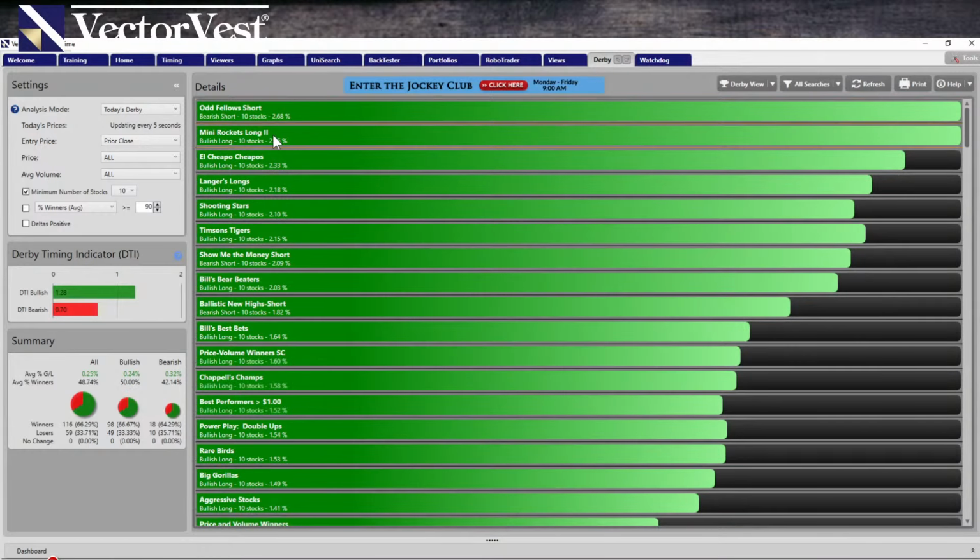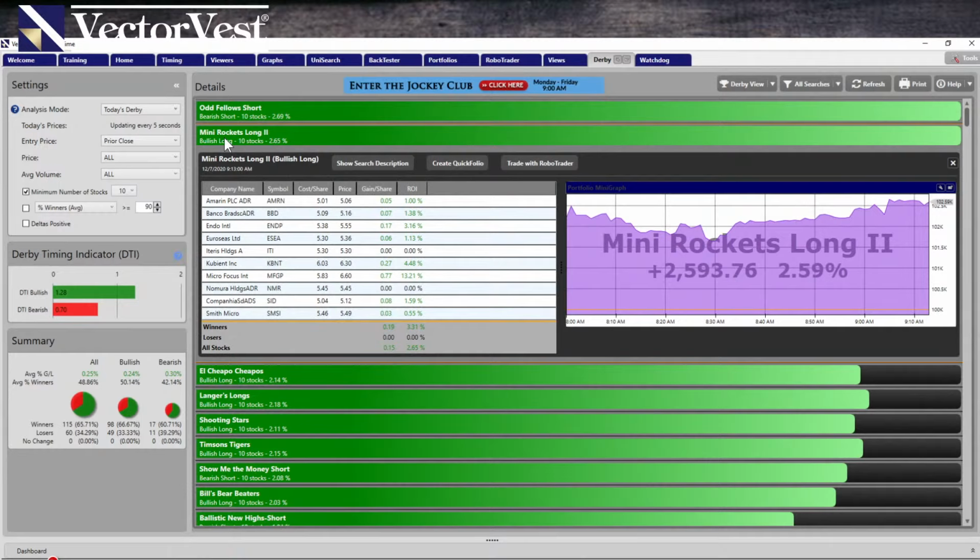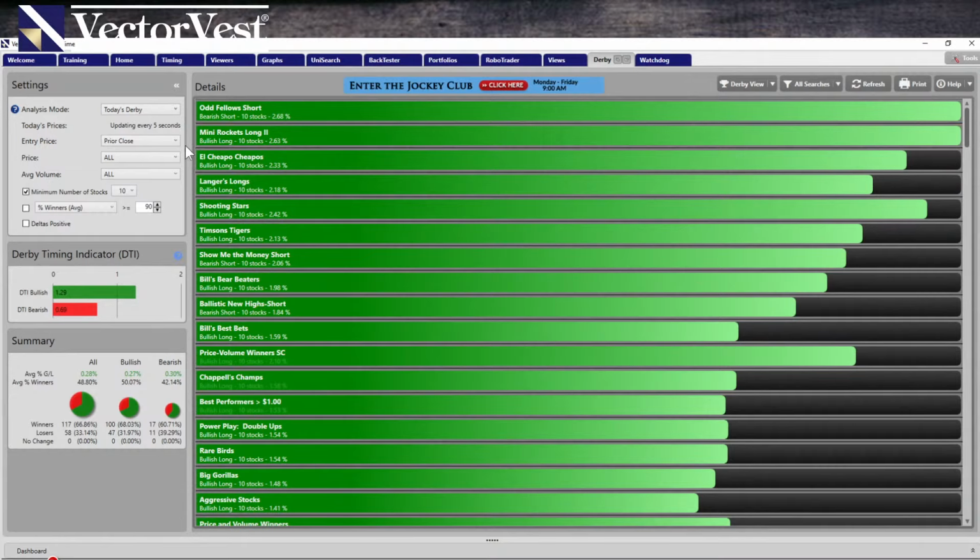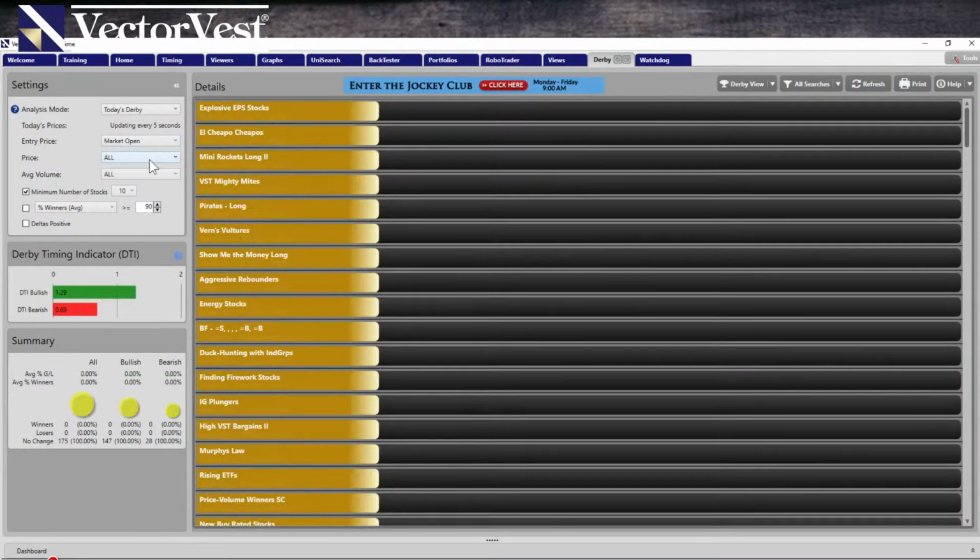How cool is that? We go to Mini Rockets Long. That's a bullish search that's up over 2.5% prior to the market open. Here's the equity curve of those stocks, and I can then sort again by ROI and see what stocks are moving. Now, I can look at the best moving stocks all throughout the day, take a look at their graphs to help me make a decision on which stocks I want to get involved with. I'm going to change this back to the market open.